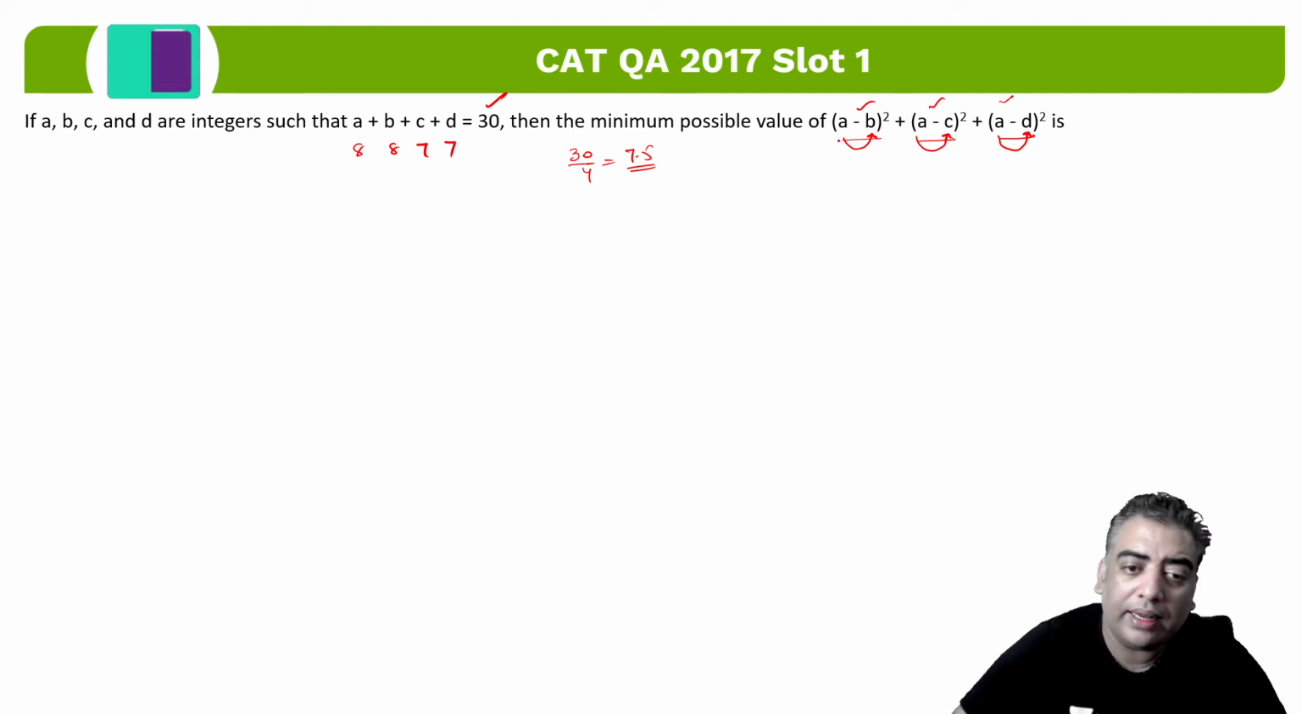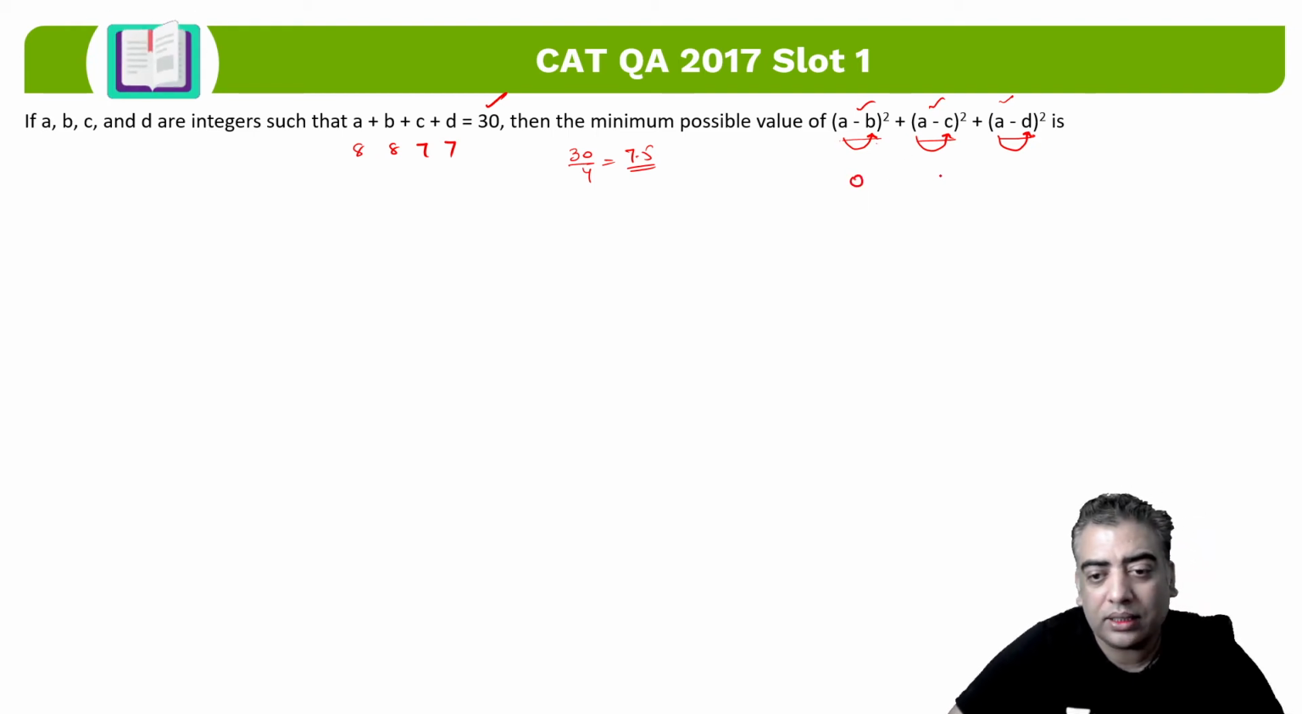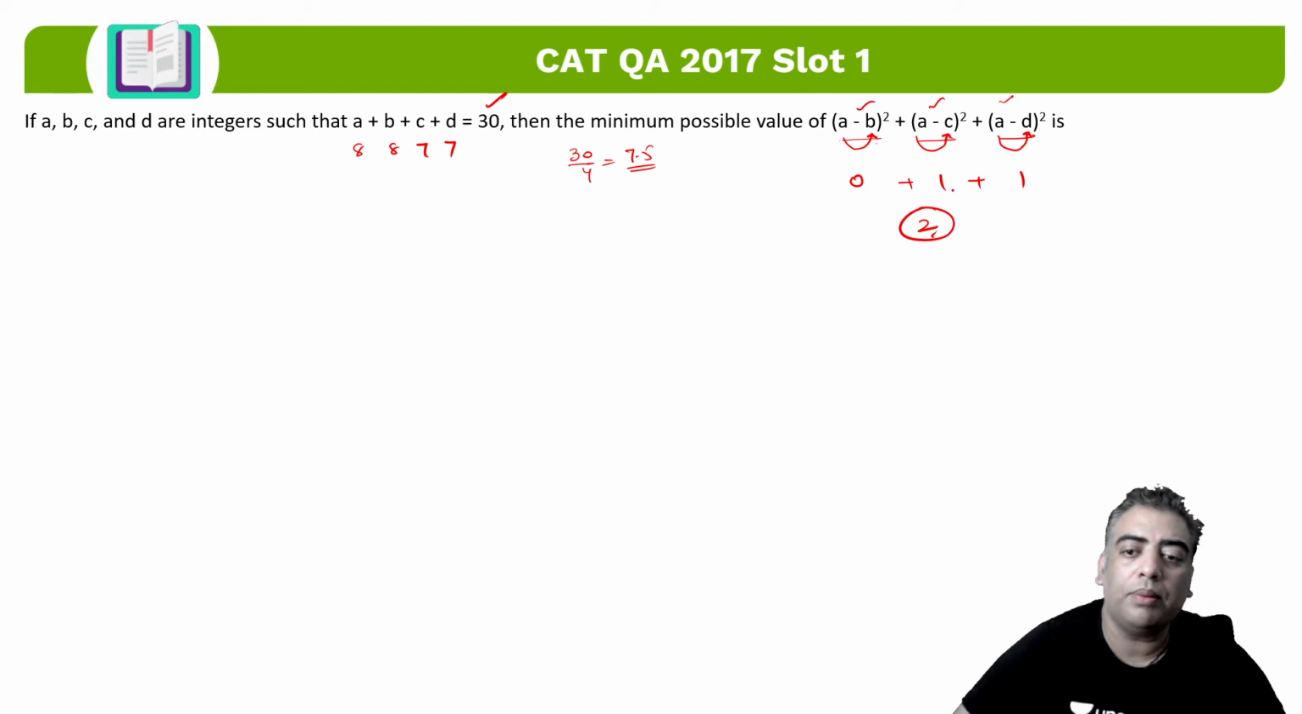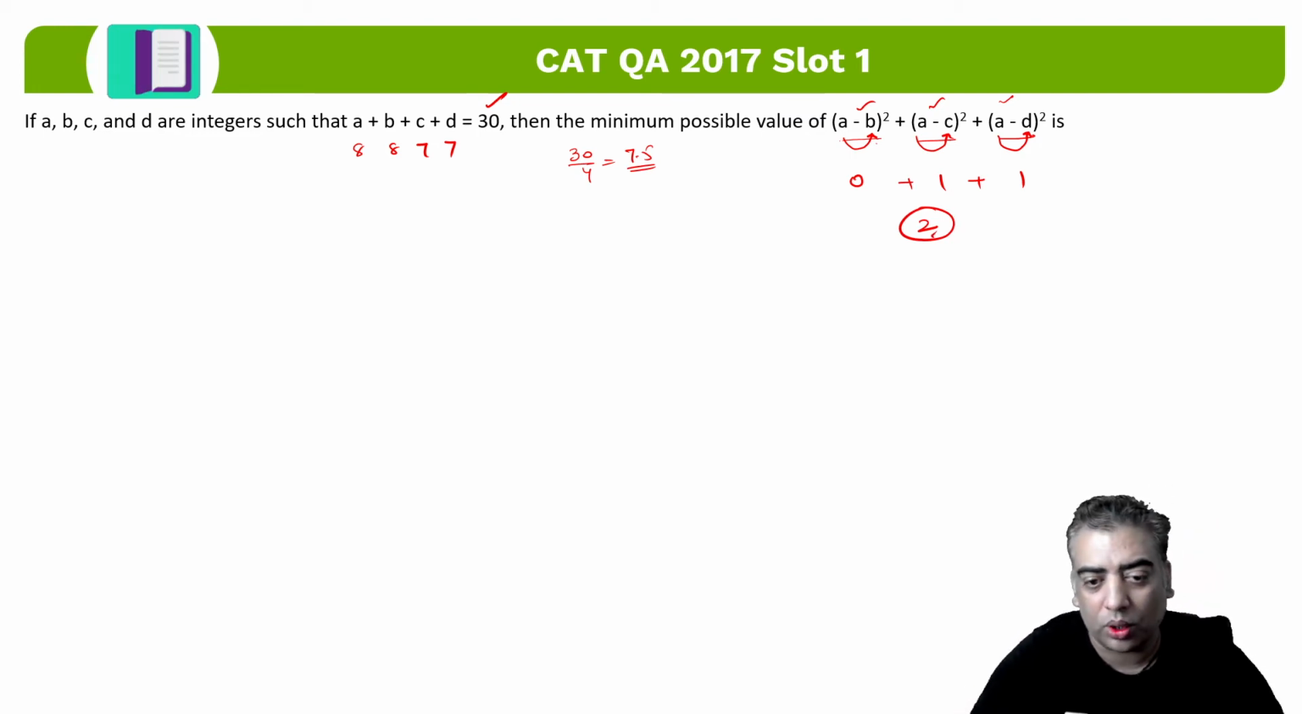So A minus B will be 0, A minus C is 1 and A minus D is 1, and their squares are also going to be the same. So the minimum possible value in this case comes out to be 2.